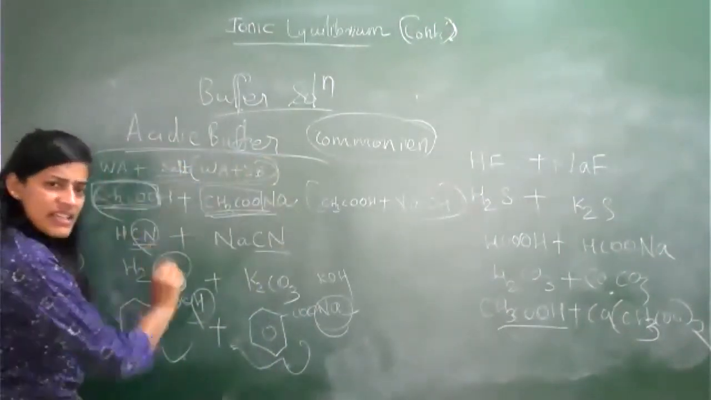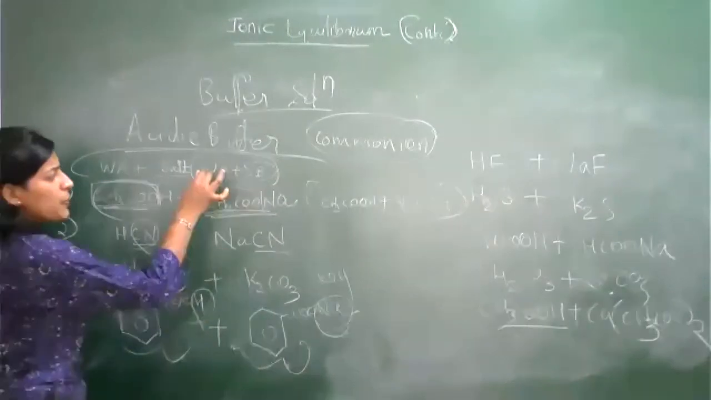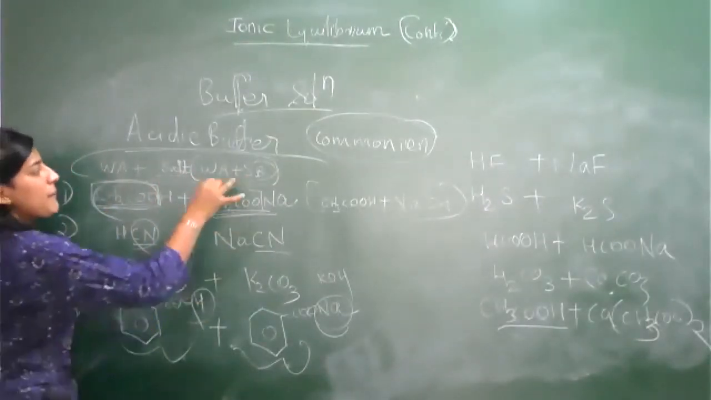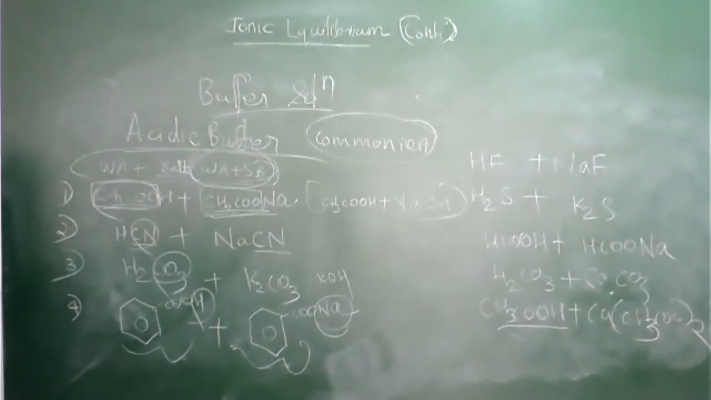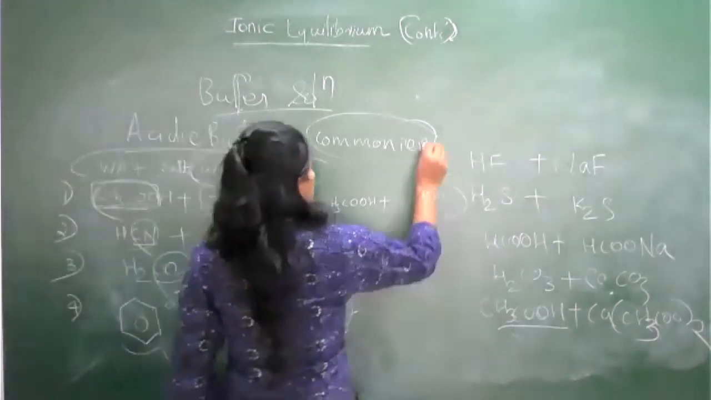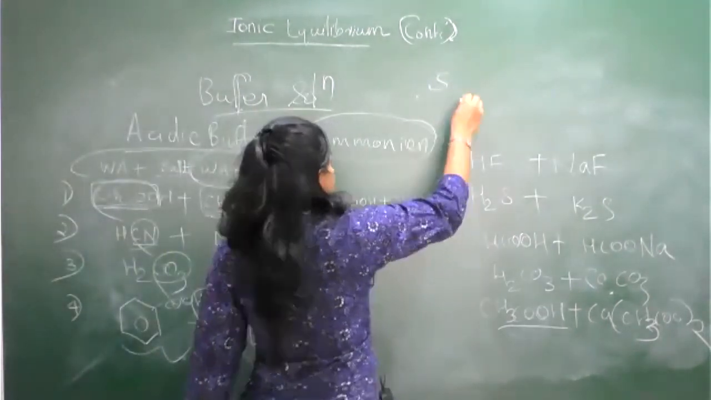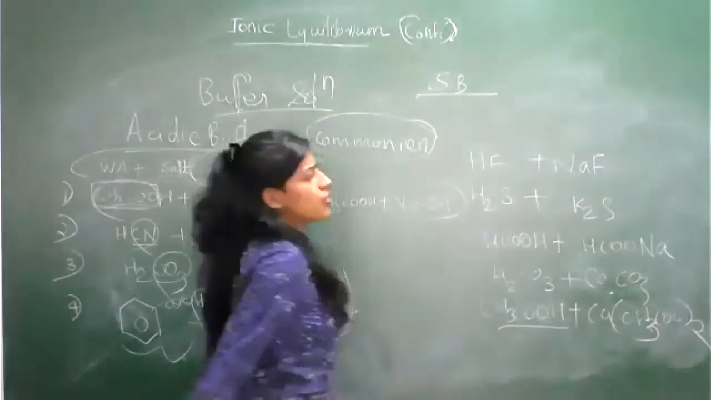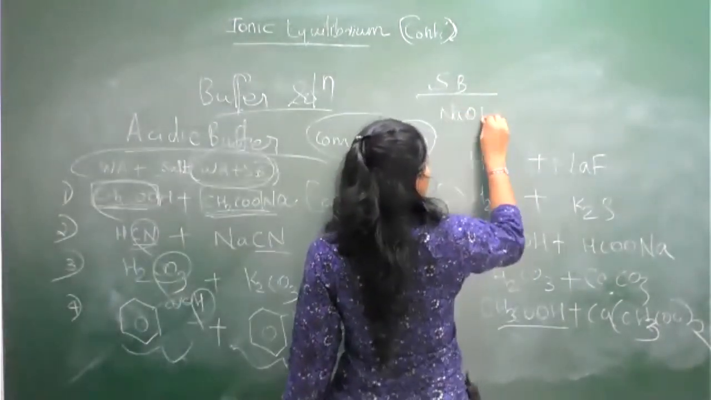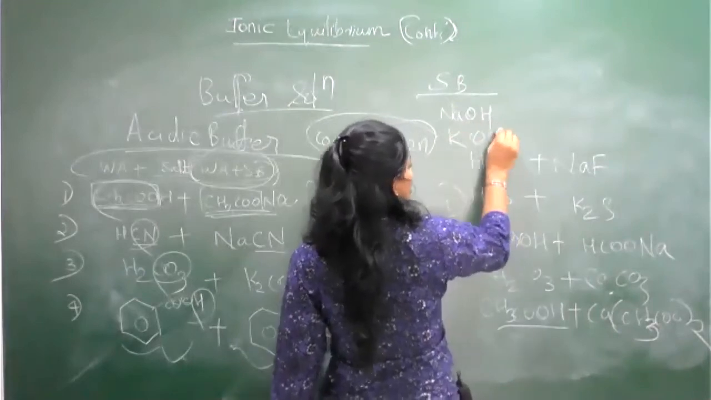Weak acid and its salt. Salt will be there, but the salt must be matched with a weak acid strong base compound. Weak acid, strong base. Clear? Suppose NaOH, KOH, these are strong base combinations.